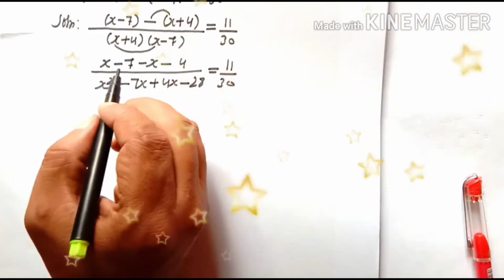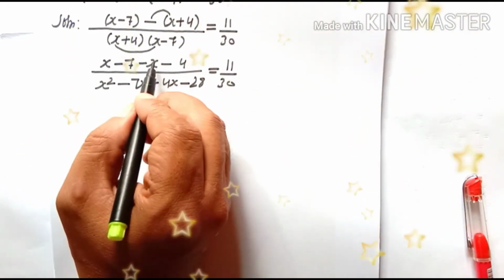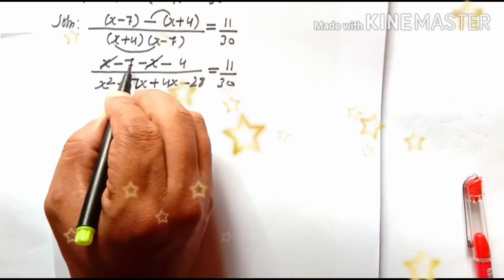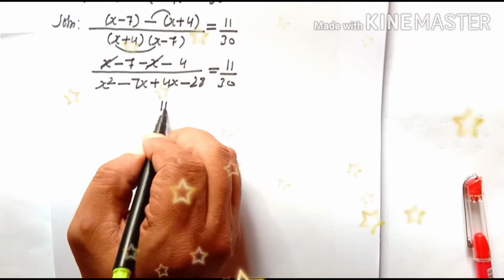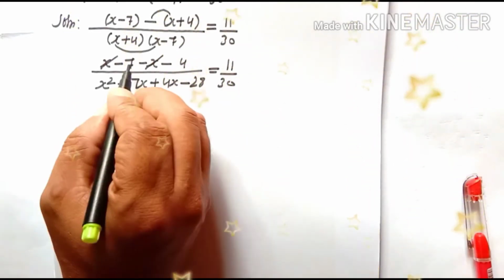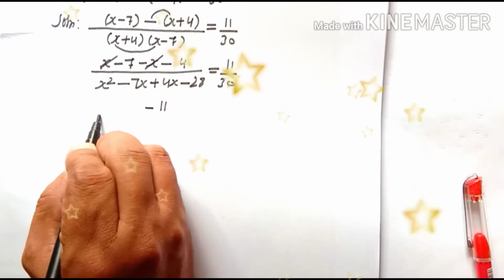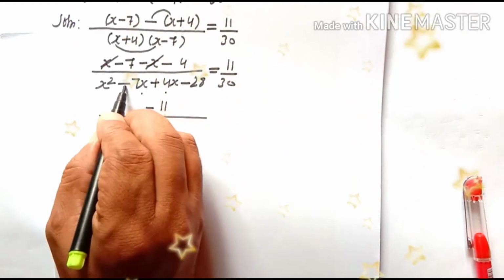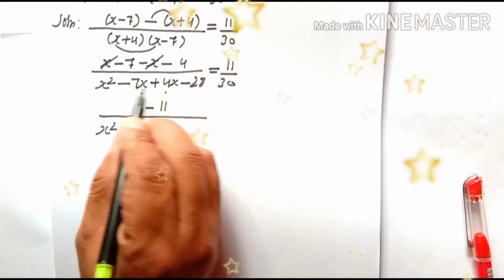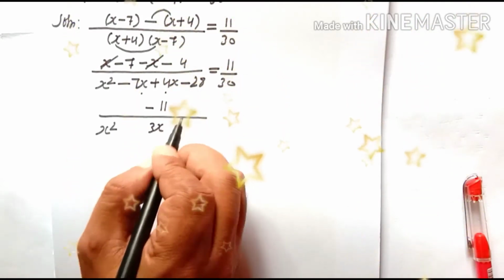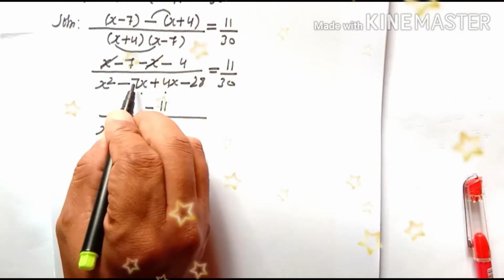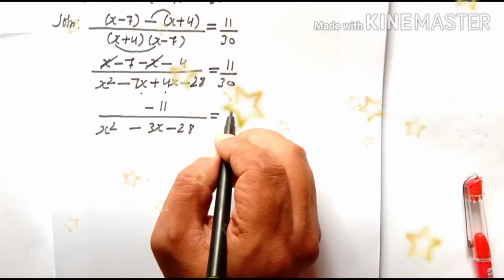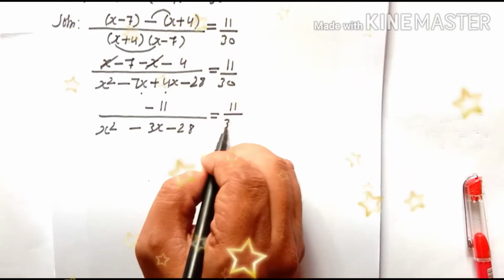After that, we can see plus x and minus x. Same term, opposite sign, so you can eliminate. Minus, minus, or plus: 7 plus 4 equals 11. The sign we take from the bigger number. 7 is greater, so it has a minus sign. Divided by, again here, x square. Like terms, these two: minus, plus, or minus. So 7 minus 4, that is 3x. The sign is taken from the bigger number, so 7 has a negative sign. Minus we have 28 also, equals 11 divided by 30.